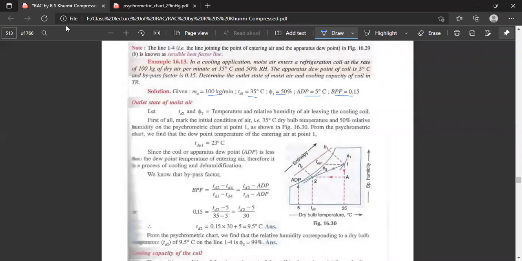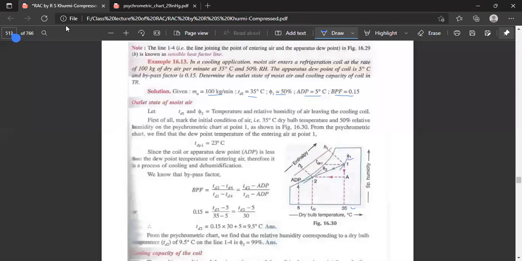First of all, mark the initial condition of air, that is 35 degrees centigrade dry bulb temperature and 50% relative humidity, on the psychrometric chart at point 1. Initial 35 degrees we have plotted here, and 50% relative humidity phi 1 we have plotted here in the psychrometric chart. From the psychrometric chart we find that the dew point temperature of the air entering at point 1, t_DP1, is 23 degrees centigrade. If you draw a line from here, it will touch the saturation line, and that is equal to t_DP1, that is 23 degrees centigrade.